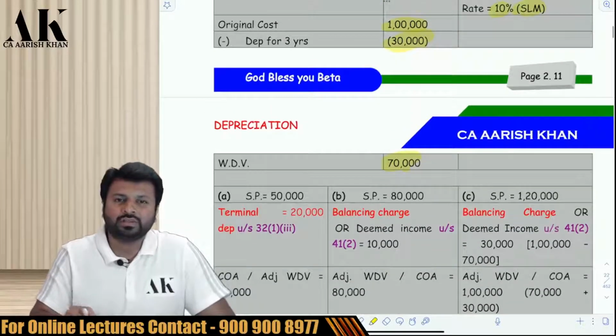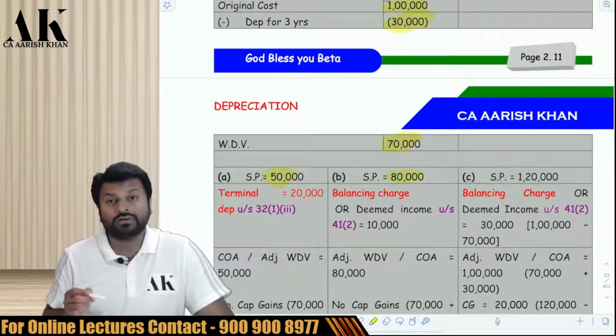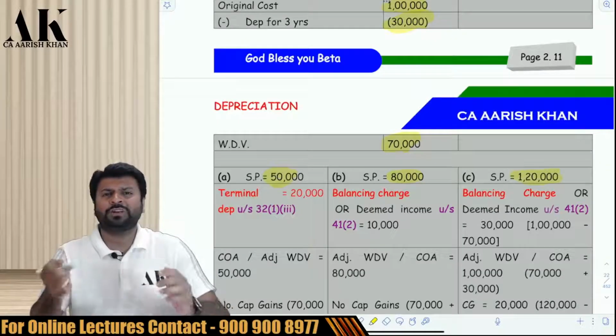The question is not this. The question is, what if I sell after 3 years? If I sell after 3 years, say for 50,000, what will happen? If I sell after 3 years for 80,000, what will happen? If I sell after 3 years for 1,20,000, what will happen in those cases?